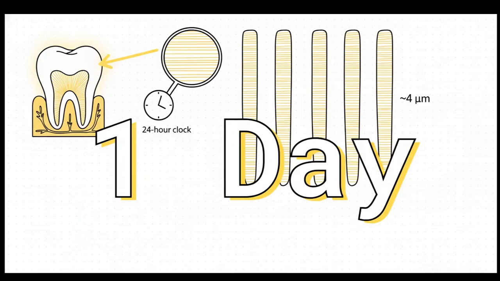The first entry in this little diary is what we call cross striations. If you look really close at a single rod in this image, you can just make out these faint little lines running across it. Think of these as daily journal entries. Each line represents one single day of enamel formation, about 4 micrometers worth of growth. It's literally a 24-hour clock, etched right into the tooth.